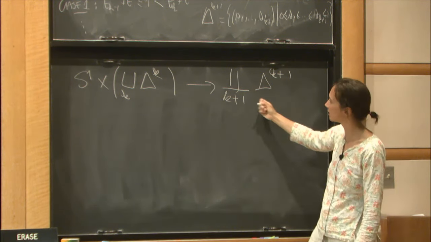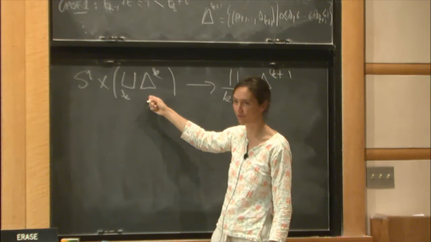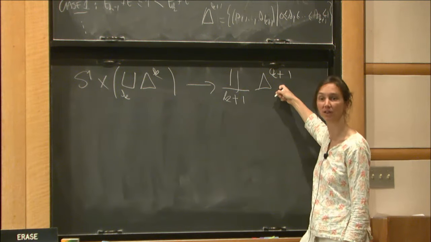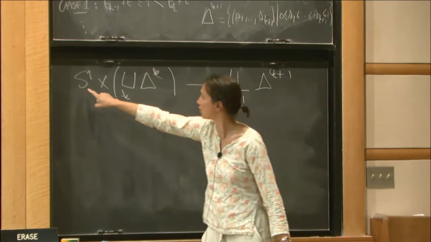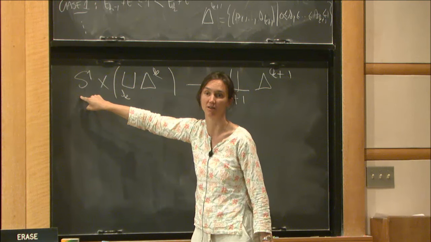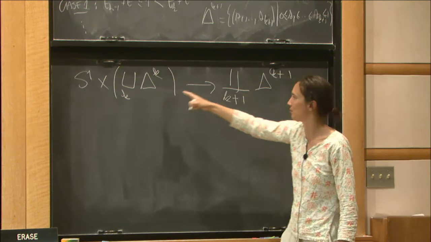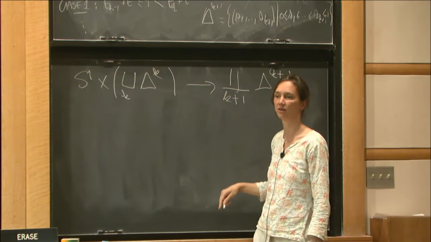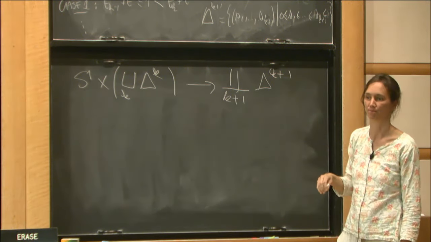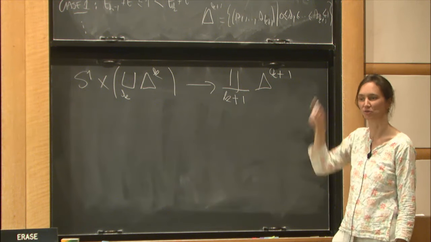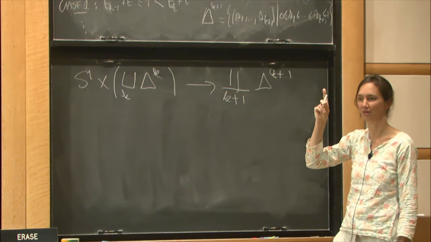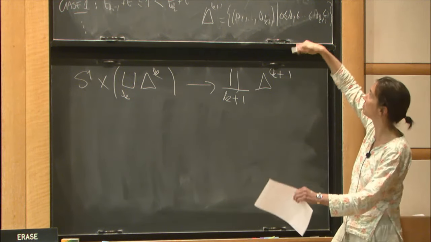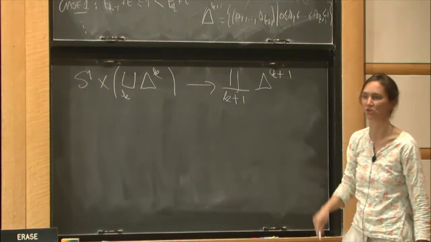It's more like this: I have an S1 cross a bunch of copies of delta k, and I'm producing one more copy of delta k plus 1. The dimension goes up. This is very natural because I crossed with S1, I added a dimension. And I'm claiming this works with the face maps somehow. This matches, so you can glue them. It's not really a simplicial map, which is why it's difficult to write. Otherwise, it depends. It's different.